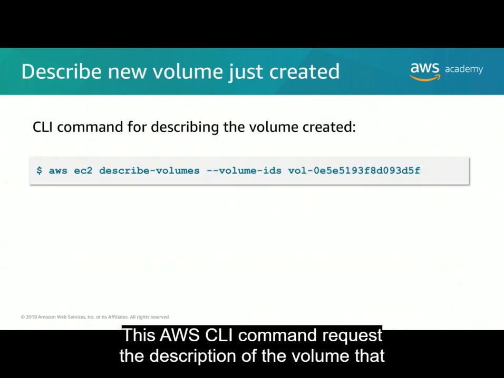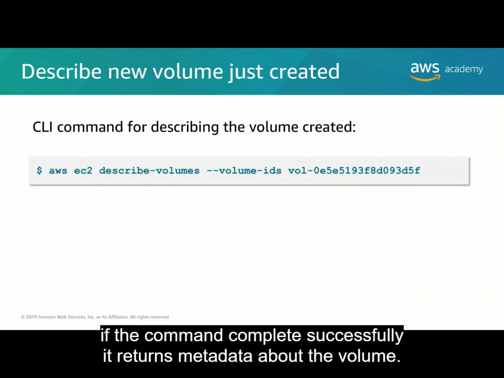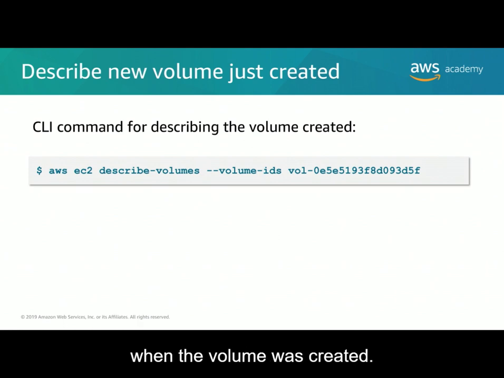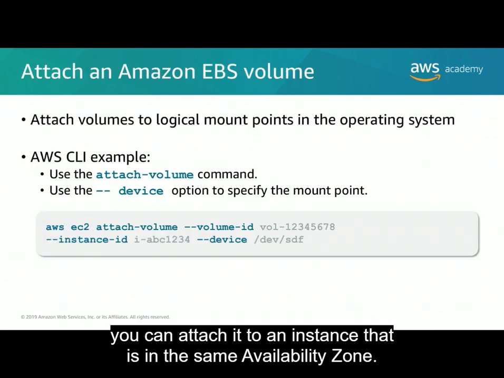This AWS CLI command requests the description of the volume that was created. If the command completes successfully, it returns metadata about the volume. This metadata includes information such as the availability zone, volume type, and when the volume was created. After you create a volume, you can attach it to an instance that is in the same availability zone.